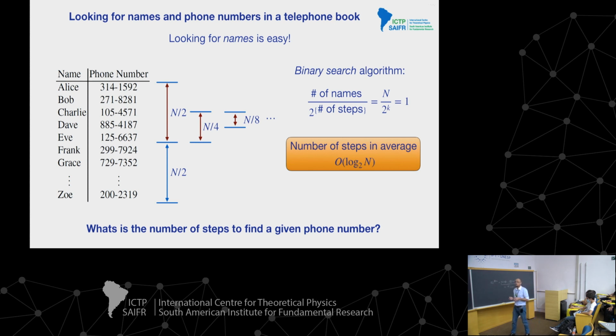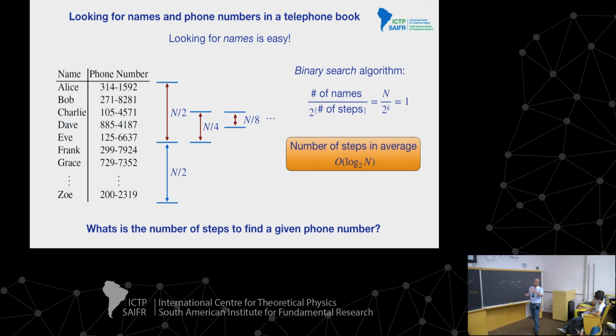However, it's possible to complicate this problem, just by changing the question. Instead of looking for a name, I am looking for a given phone number. Now, the things are much harder, right? So, what's the number of queries you need to do in order to find a given number? Suppose that you want to find this number, 1, 2, 5, 6, 6, 3, 7. Okay?